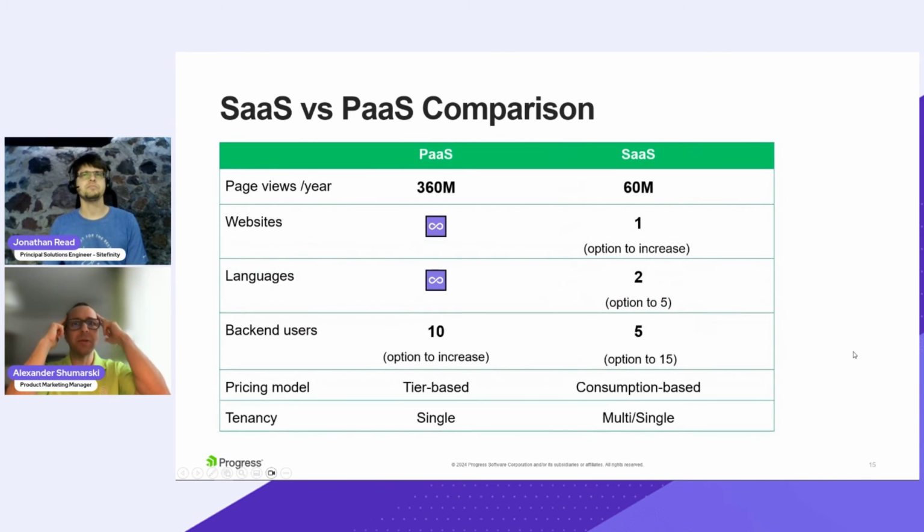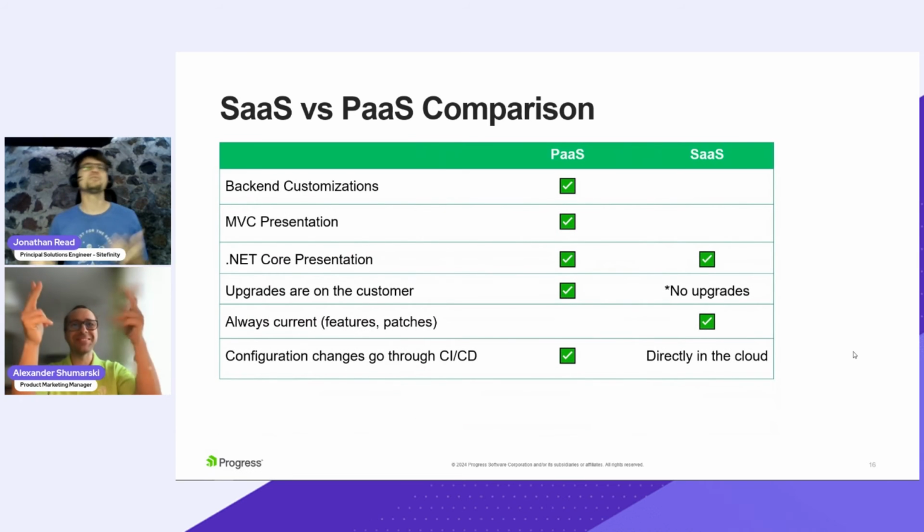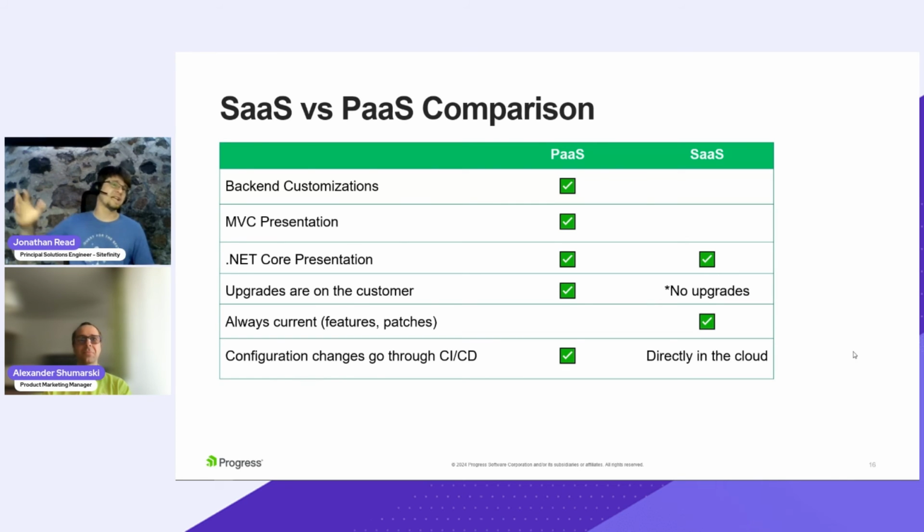Let me read your mind. Updates, upgrades. Yeah, here's where the fun really gets into play. So down the left-hand side, the PaaS model, as mentioned earlier, back-end customizations. You can still choose to use the .NET Framework MVC presentation, or you can choose to use the .NET 8 presentation. Upgrades are on the customer. What this really means is automated upgrades. So automated upgrades means we actually take your code for you, we upgrade it, and then you are in control when you'd like to bring it into your code base, right?